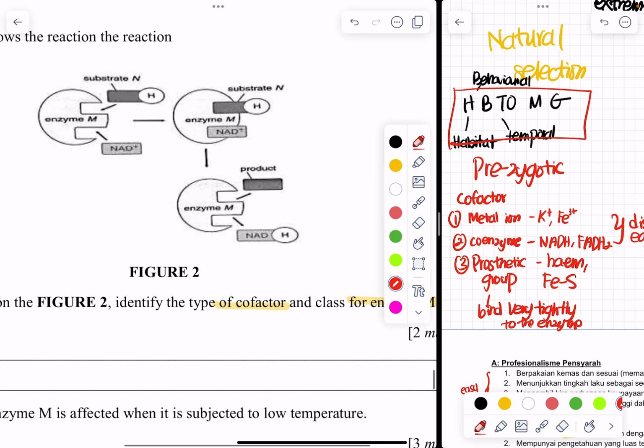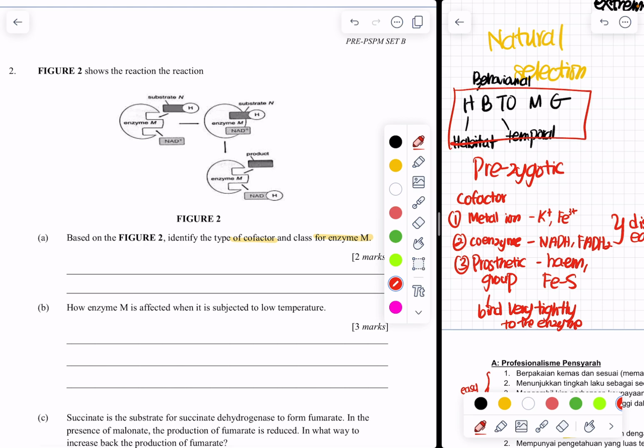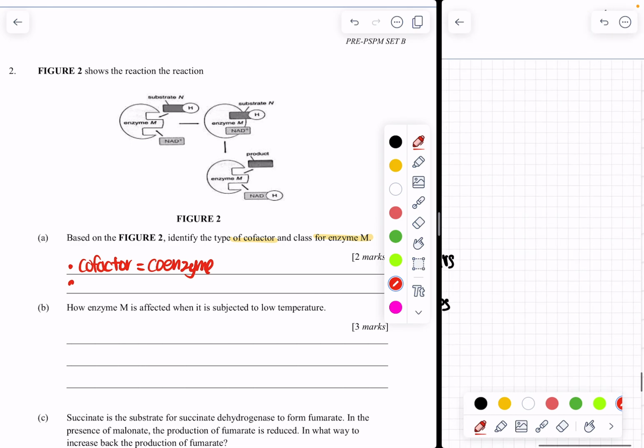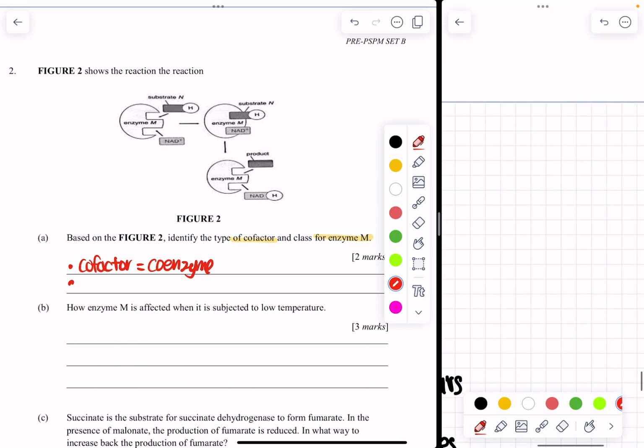Look at this. Now we can see NAD+, NADH. Of course, these are cofactors. Which are? I just realized I haven't given you the answer, my bad. Cofactor, which are? Coenzyme. Done. And the second one, they asked for the class for enzyme. This one. Hydrolase. Class for enzyme is hydrolase.